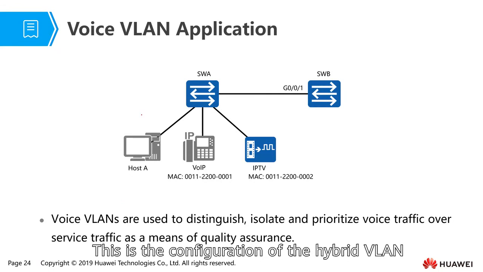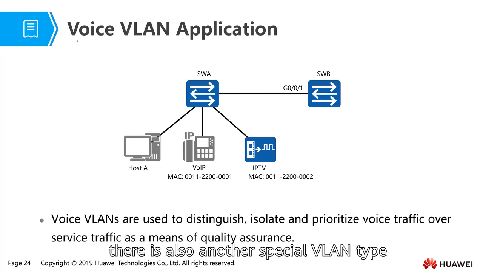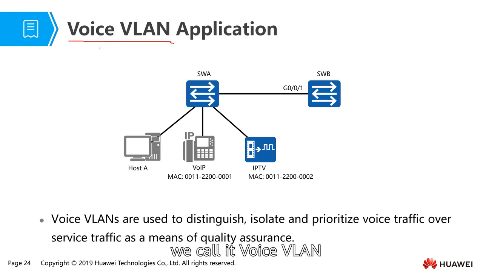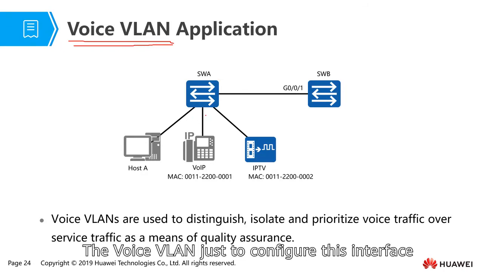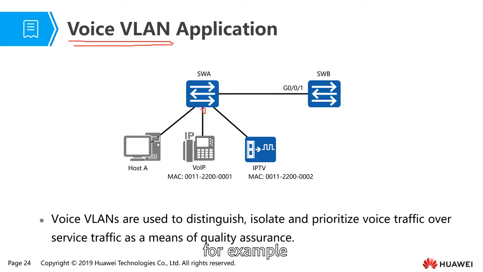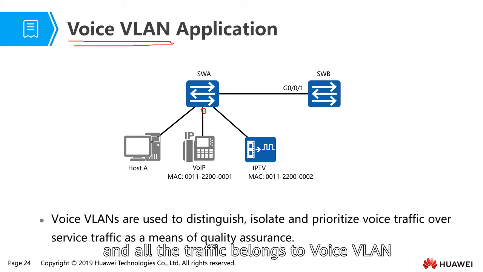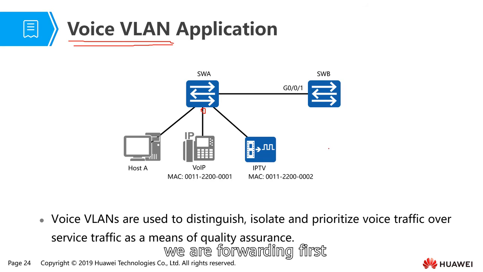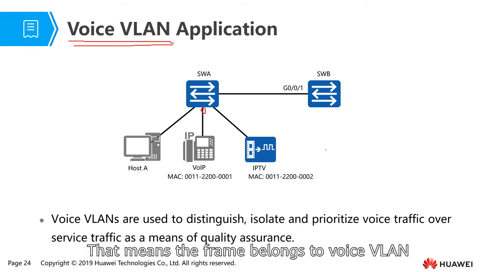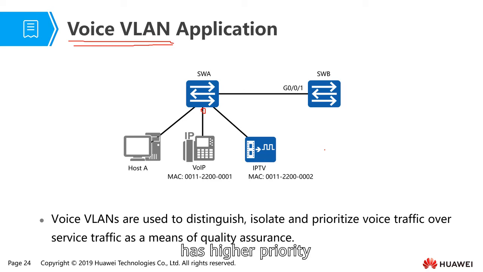On Huawei's devices, there is also another special VLAN type we call voice VLAN. You configure this interface, for example, with one VLAN as a voice VLAN, and all the traffic belonging to the voice VLAN is forwarded first. That means frames belonging to the voice VLAN have a higher priority. This is usually used to carry VoIP traffic, which needs higher QoS control.